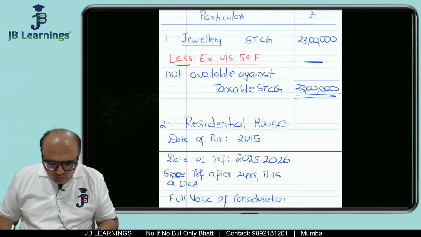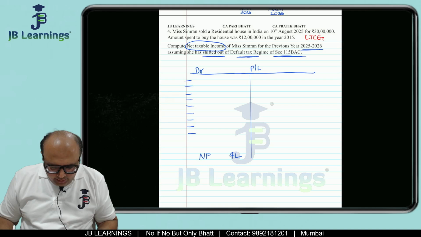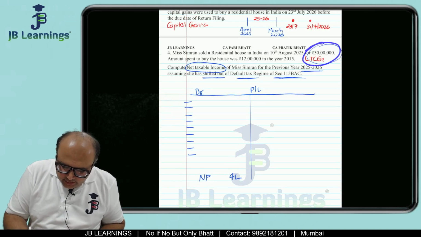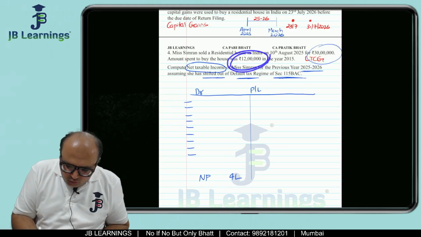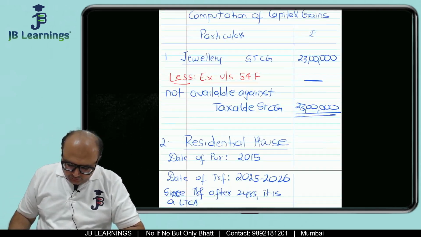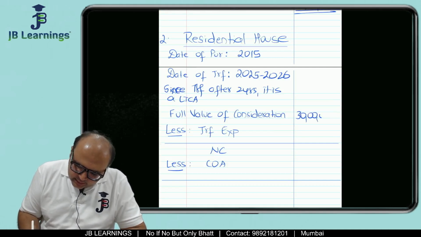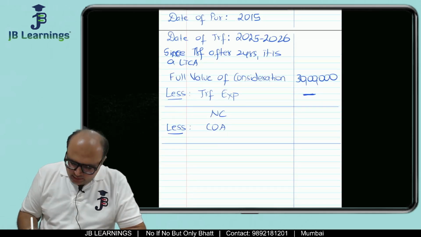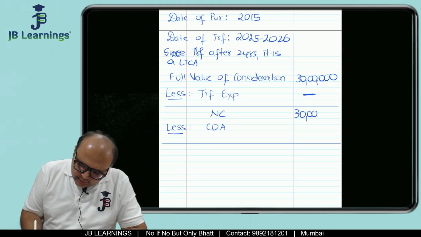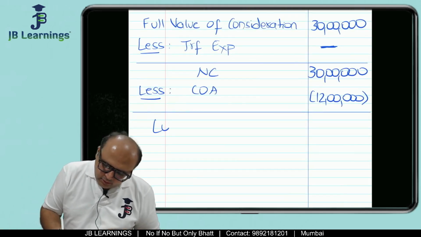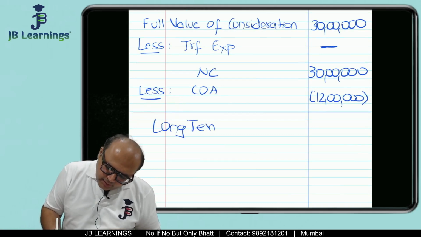Now, how much is the full value of consideration? The full value of consideration is 30 lakhs, the selling price, and the cost is 12 lakhs. So friends, the full value of consideration 30 lakhs. Transfer expense is not given in the question. So the net consideration is 30 lakhs. The cost is 12 lakhs. So friends, what we will do is we will find out long-term capital gain. This is a long-term capital gain.